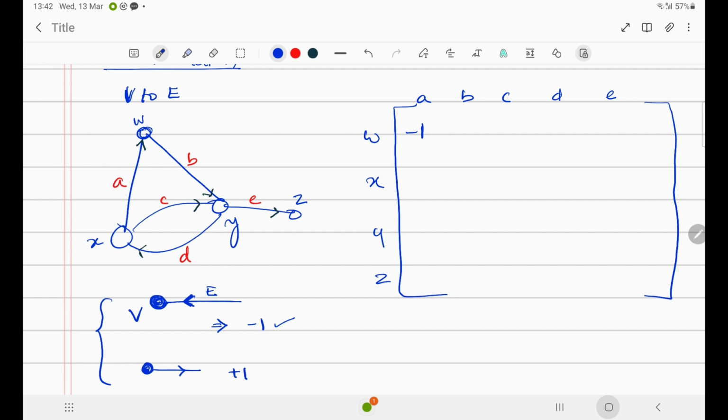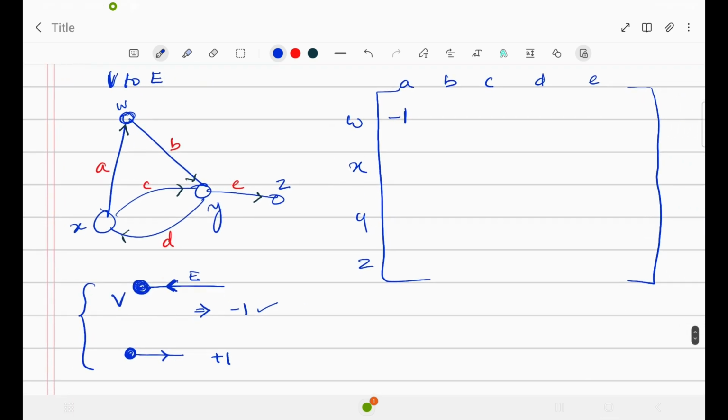Then WB, B goes away from W, so +1. C is not incident to W, D also not incident to W, and E also not incident to W. Then XA, with respect to X, A goes away from X, so +1. See the arrow mark, A is going away from X. XB, B is not connected to X, and C also goes away from X. D comes to X, so -1, and E is not related.